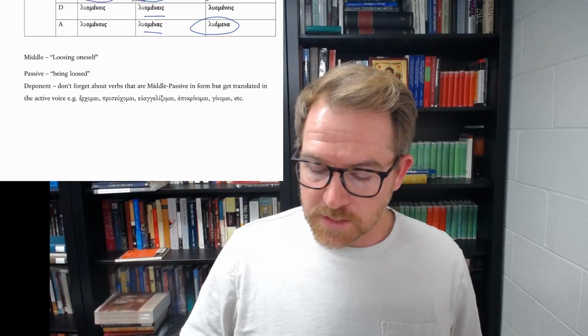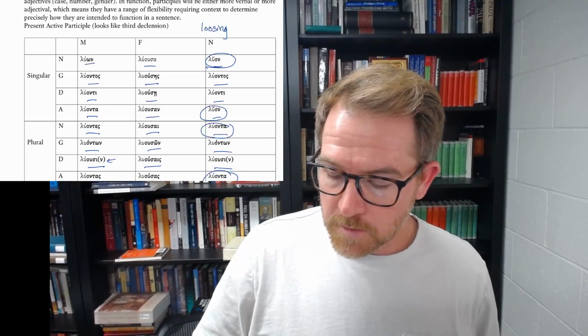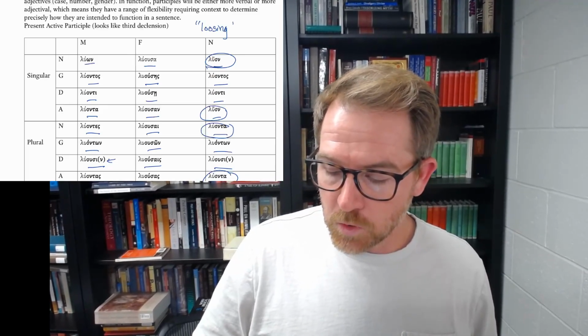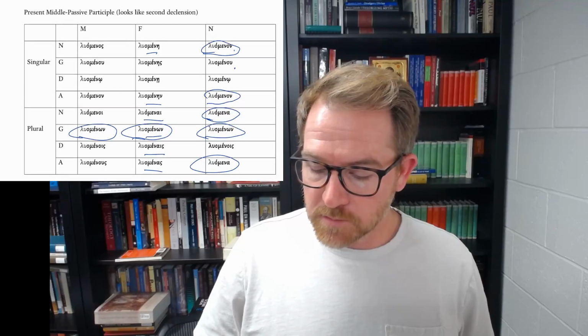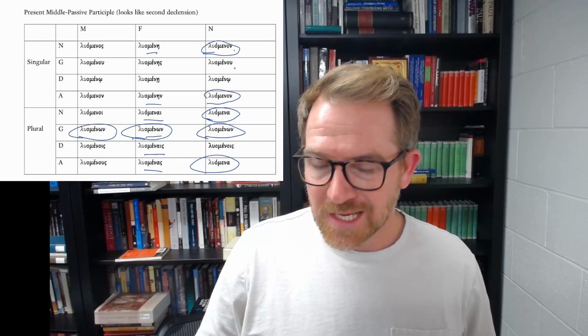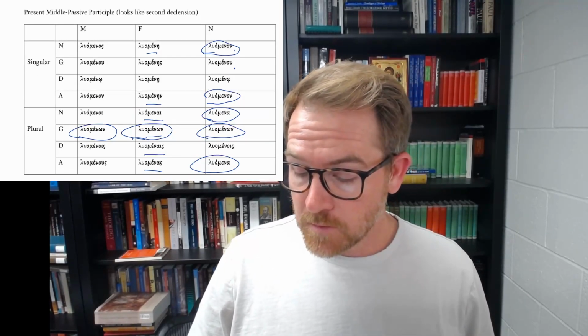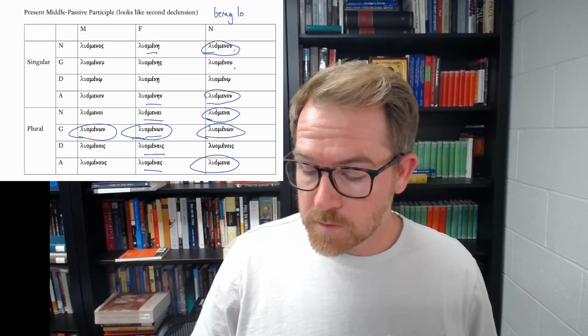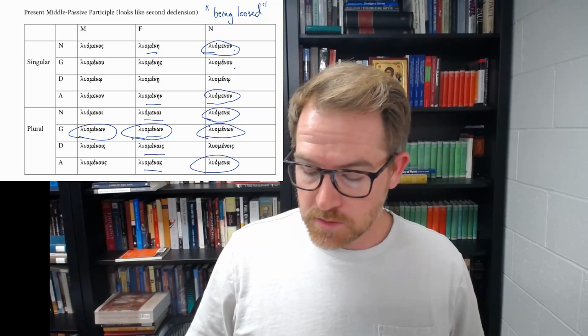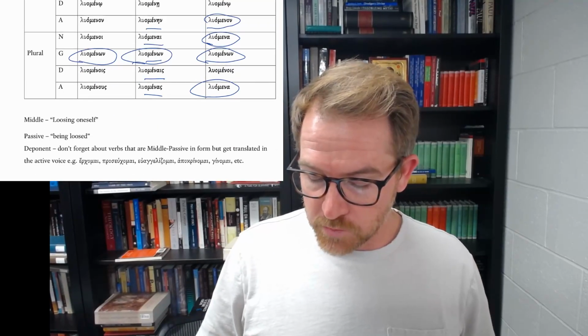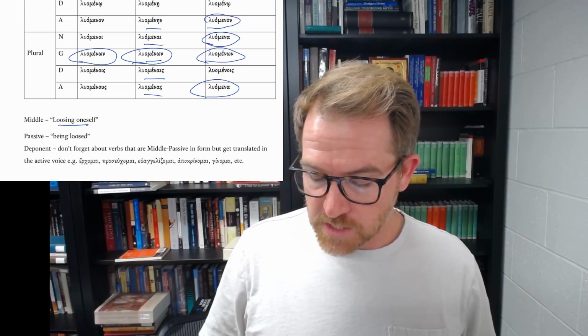Now, how would you translate these? In the present active participle, we would say loosing. That's how you're going to translate these. We'll look more at the syntax in a minute, but I want to just introduce this: loosing. In the present middle passive participle, which again looks like the second declension, typically you're going to opt for the passive, being loosed. So you want to stay in the present, being loosed, but then in the middle it would be loosing oneself. But most often you're going to see passive.